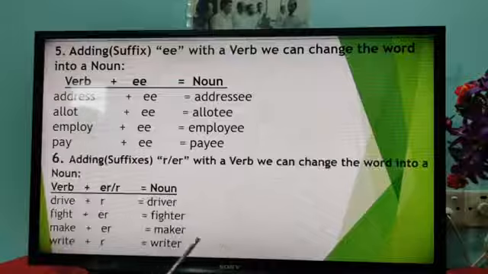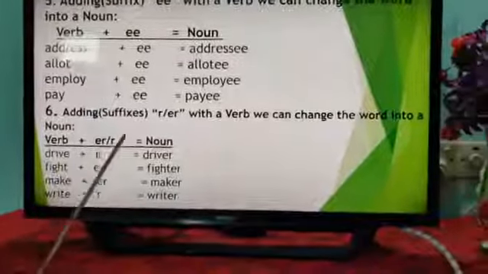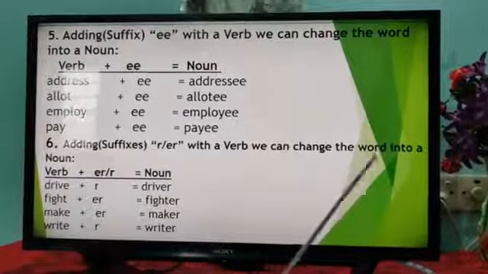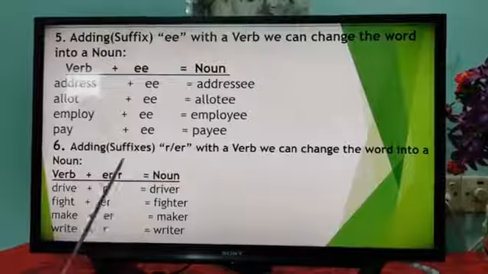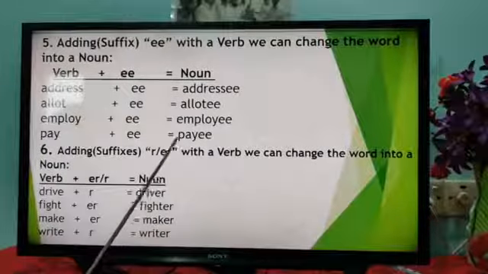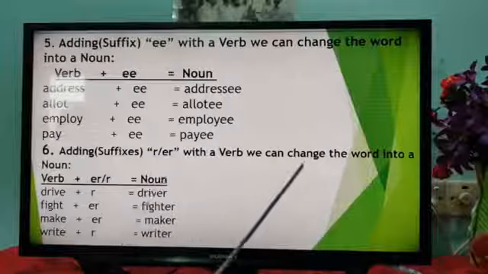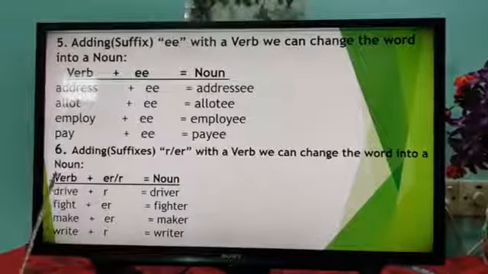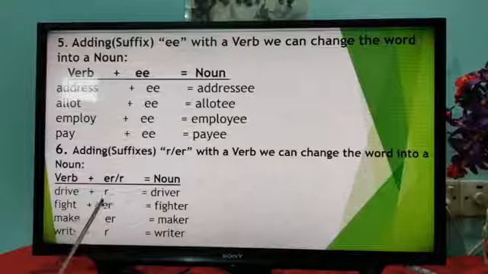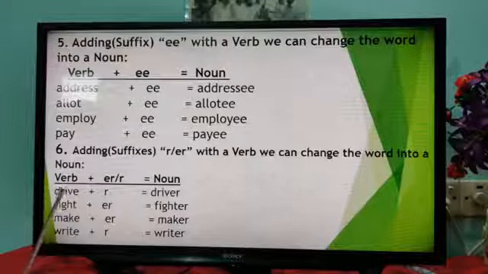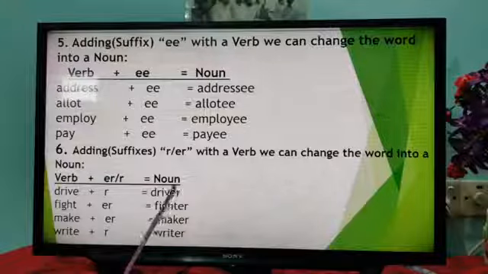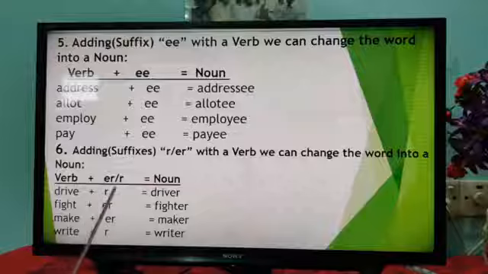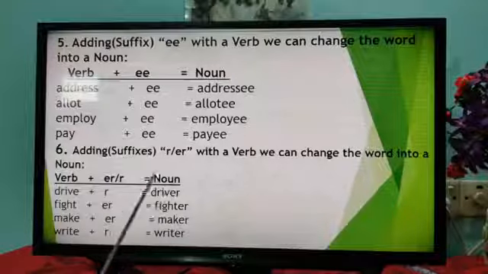Number 6. Adding suffixes r or er with a verb, we can change the word into a noun. Here we add r or er with a verb, we can change the word into a noun. Drive, verb, and r is added with this verb and the noun is driver. Clear? Drive is a verb and R is a suffix, and so the new word is driver.